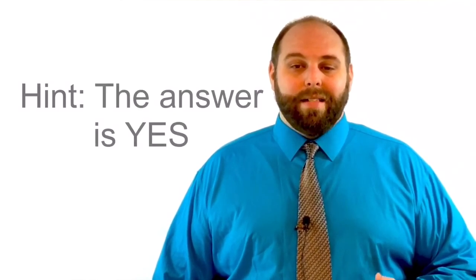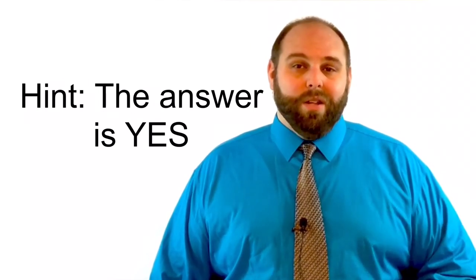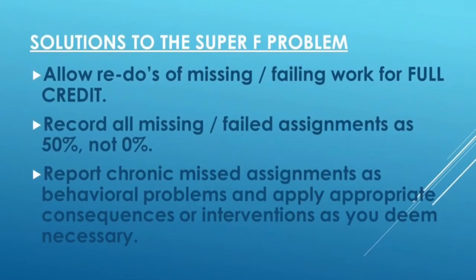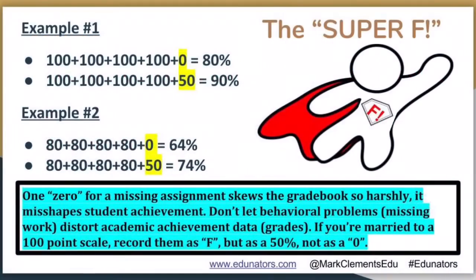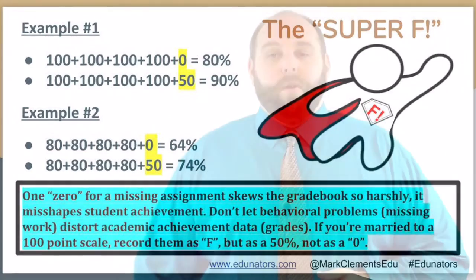In the meantime, if you're stuck in traditional grading models, shouldn't we take a few steps to ensure that the grade or the label that we're assigning our kids is as accurate a reflection of the student's learning as possible? Consider a couple less radical changes that will greatly impact your students' learning. Allow redos for full credit, and please eliminate the Super F by only reporting F assignments as 50%, not 0%, on the 100-point scale. That will do it for today's video.